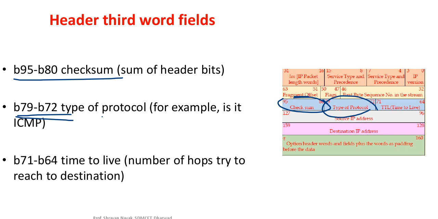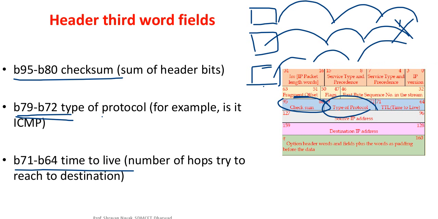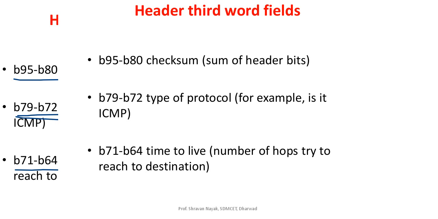I have already told you in the earlier presentation that you have the data packets like this, and you have the destination here. In how many hops these data packets are able to reach the destination is also going to be specified here. These things are not really necessary for us to check or understand. So B71 to B64, the time to live.